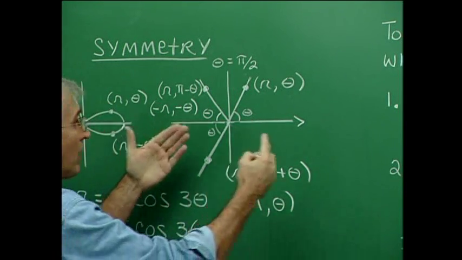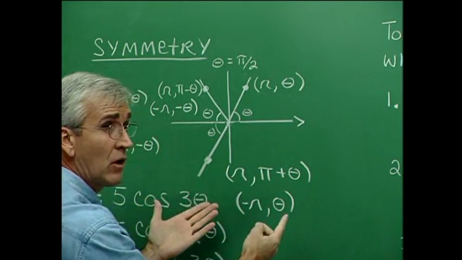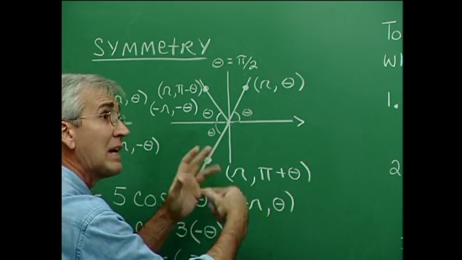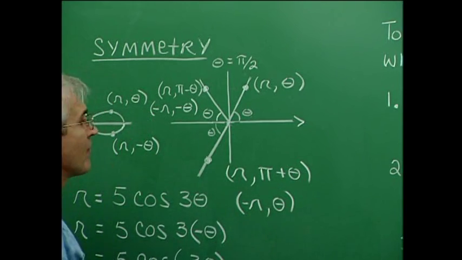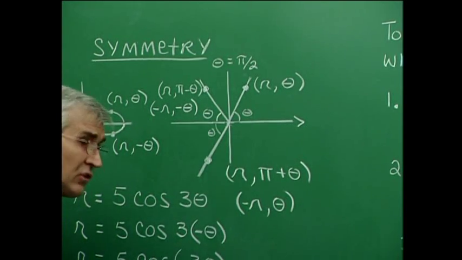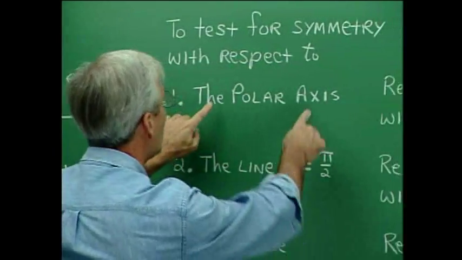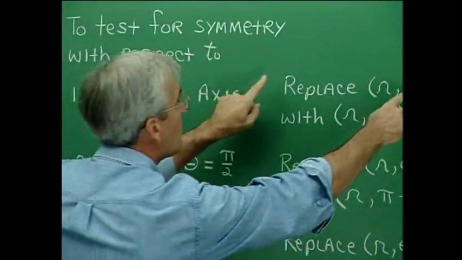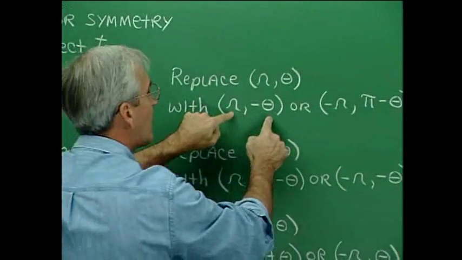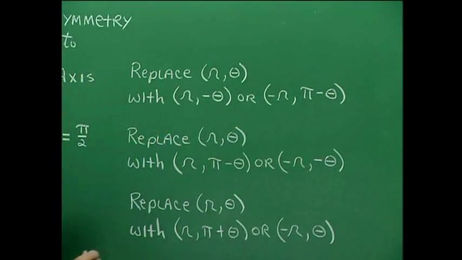So okay, we plug either of these into the equation and verify that we have an equivalent equation to the original. Now, to sum up, here's the idea. To test for symmetry with respect to the polar axis, that's the first one we did, we replace r and theta with r and negative theta, or this other replacement that we talked about.